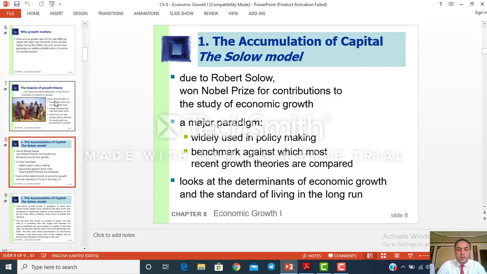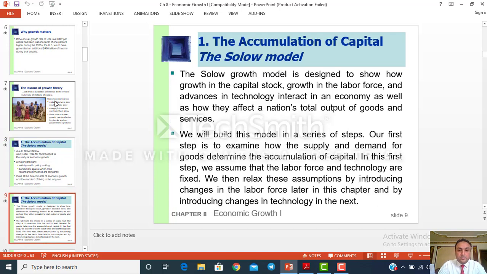economic growth, there is a major paradigm widely used in policy making, the theory, and its benchmark against which most recent growth theories are compared, and it looks at the determinants of economic growth and the standard of living in the long run.